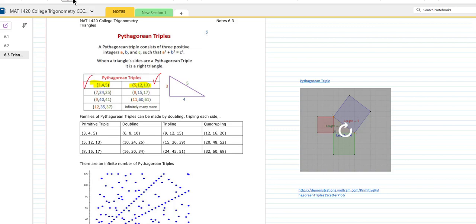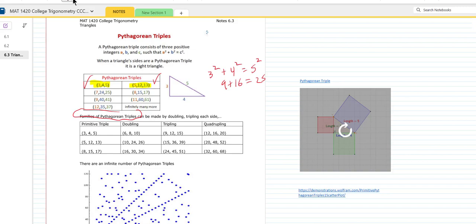And again, 3, 4, 5 is a Pythagorean triple because 3 squared plus 4 squared equals 5 squared. That one's a real easy one to see. And there is an infinite number of Pythagorean triples. So if you look at this, we get kind of a family of Pythagorean triples. So the primitive would be as reduced as you can. So 3, 4, 5 we call a primitive Pythagorean triple.